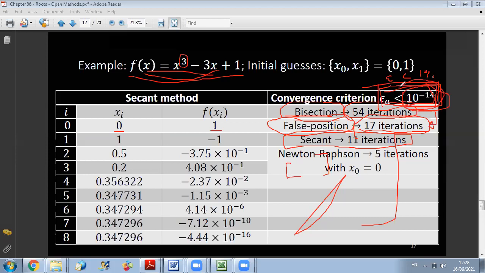convergence is very strict. Imagine you started from an interval of 1, meaning the difference between the upper and lower end is 1. You want to go to an approximate error of 10 to the minus 14. So imagine how much that is.